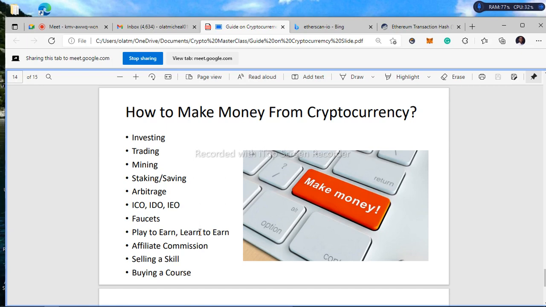If someone needs to write a code, wants to develop an application on, let's say, Binance Smart Chain, for example, you can also help them develop the application on the blockchain. You can also help them create a website as for web development. You can also help them manage their community. So there are various ways in which you can make money from cryptocurrencies, not just limited to a particular aspect.